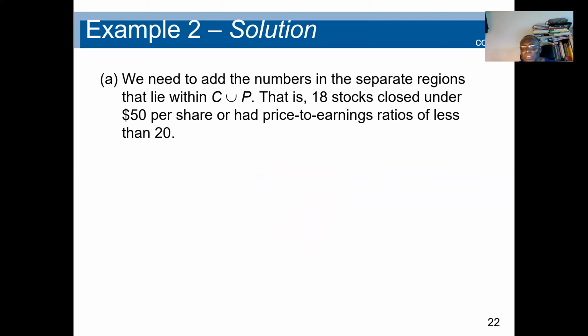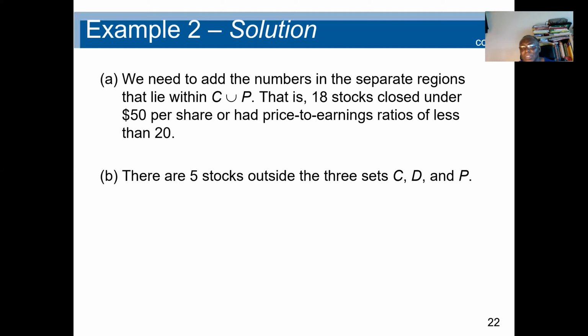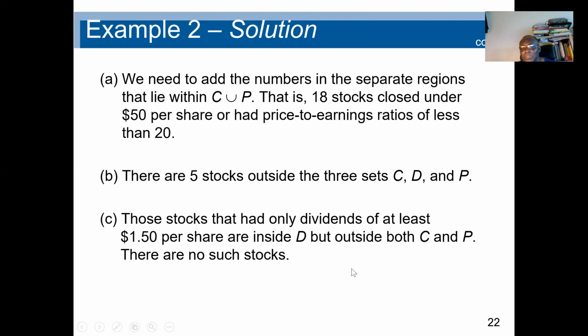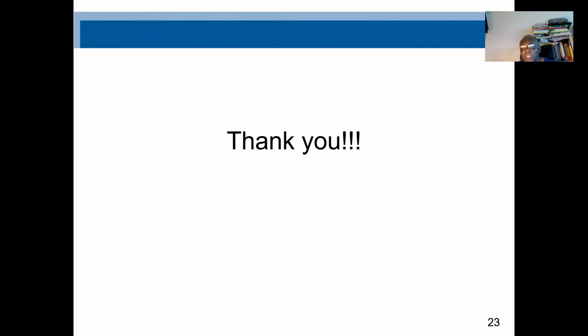So we need to add the numbers in the separate regions that lie within C union P. That gives 18 stocks with a closing price under $50 per share or a price to earnings ratio under 20. Now there are 5 stocks outside the 3 sets C, D, P based on the Venn diagram. And those stocks that had only a dividend of at least $1.50 are inside D but outside both C and P. There are no such stocks, so the answer is 0.